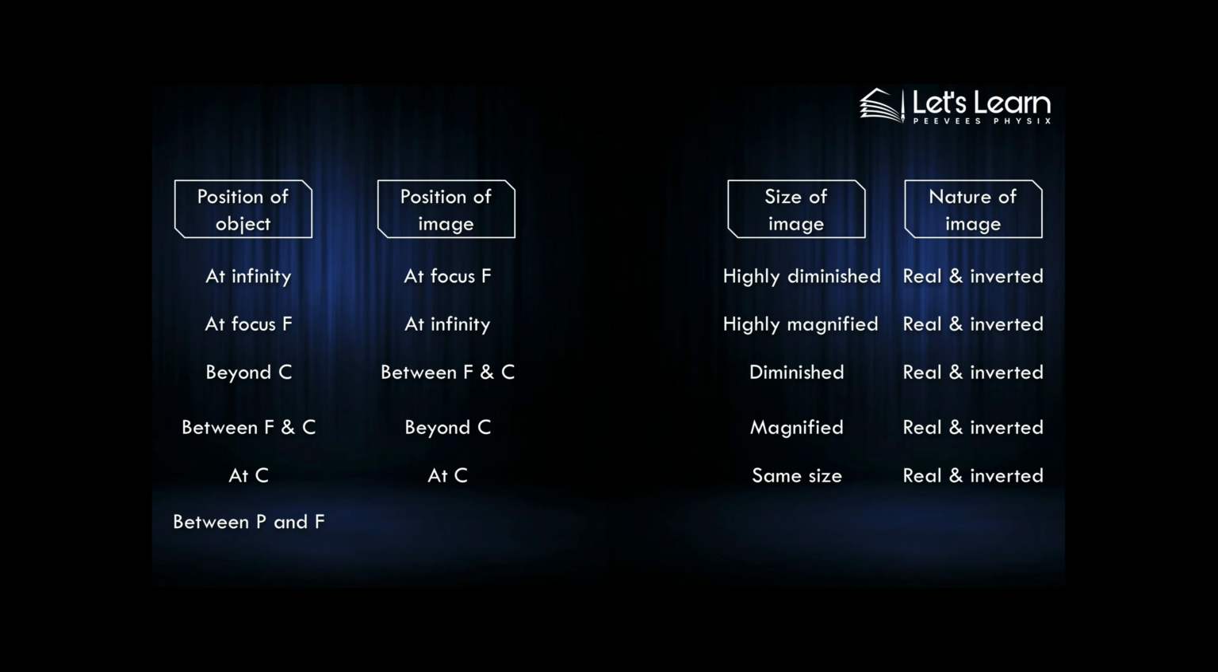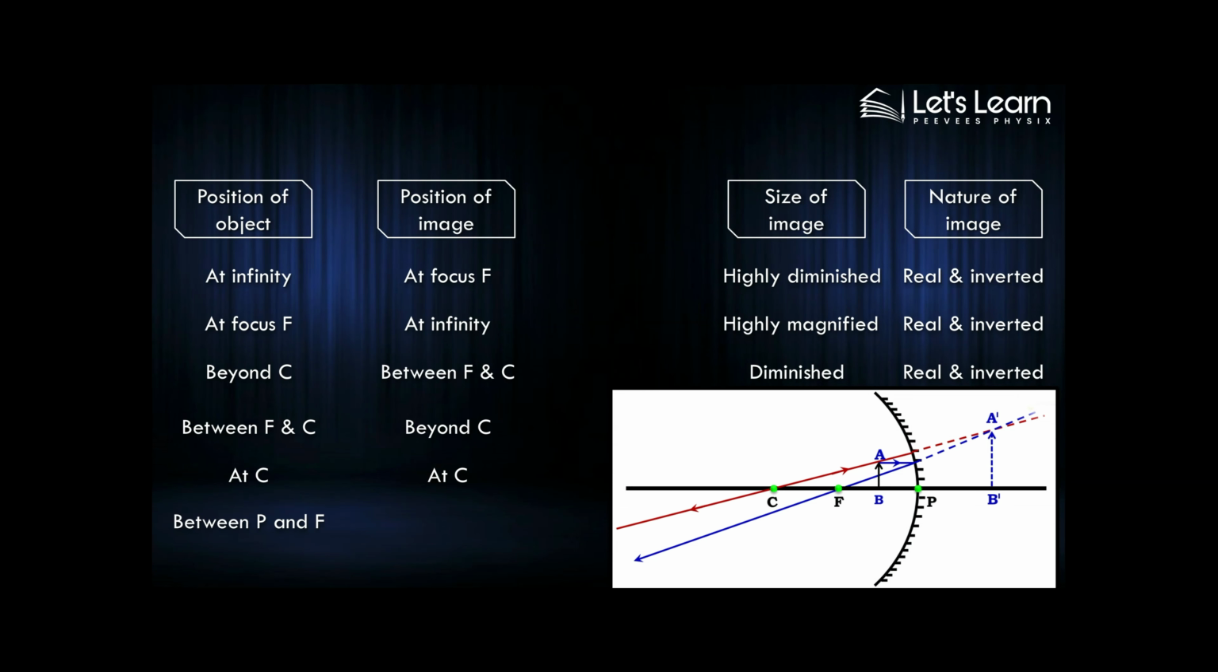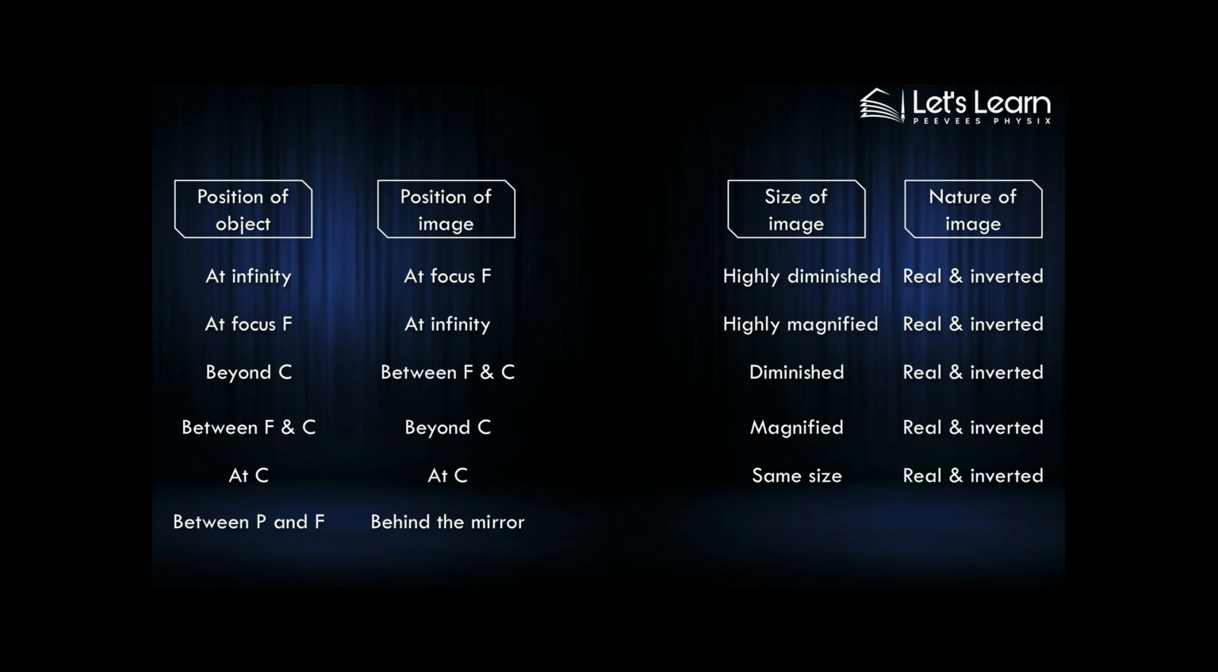And then when the object is between pole and principal focus, you can see the rays do not meet. So the image is not real, which means virtual. And where is the position? Behind the mirror. Size magnified and nature, as I said, virtual, and always virtual images are erect.